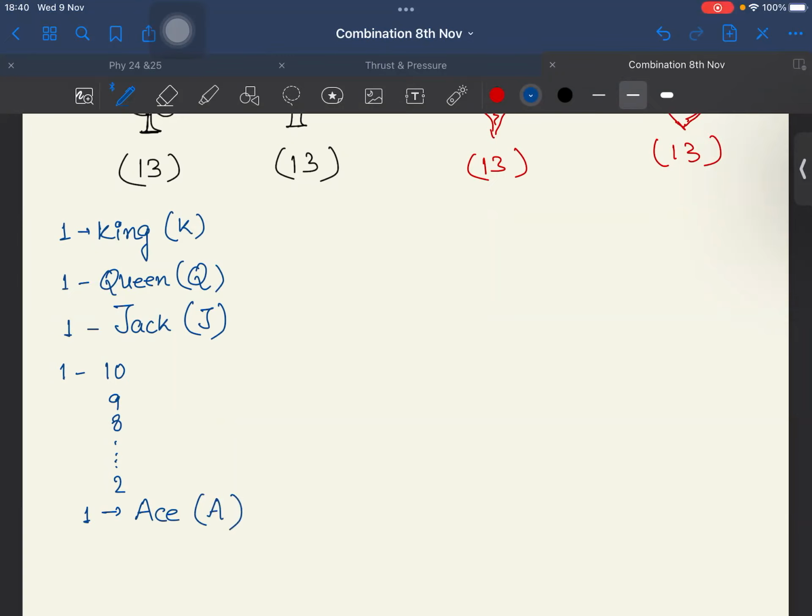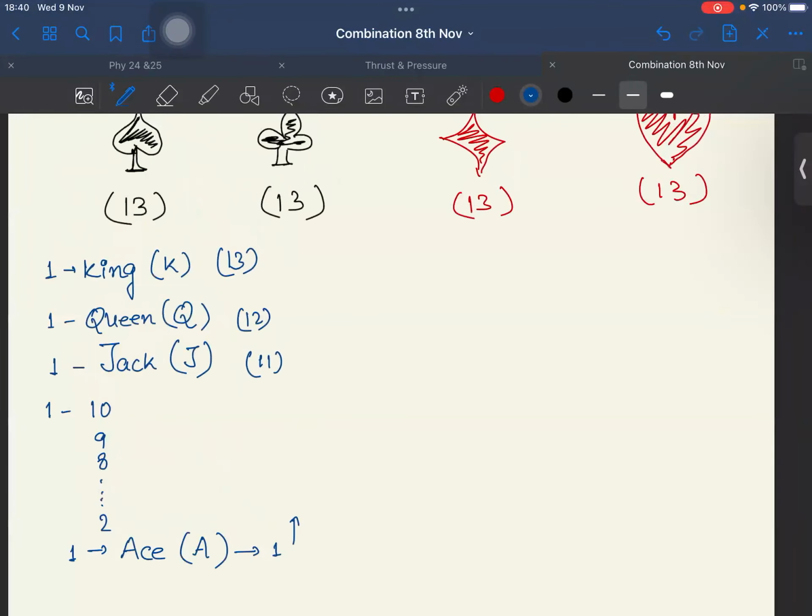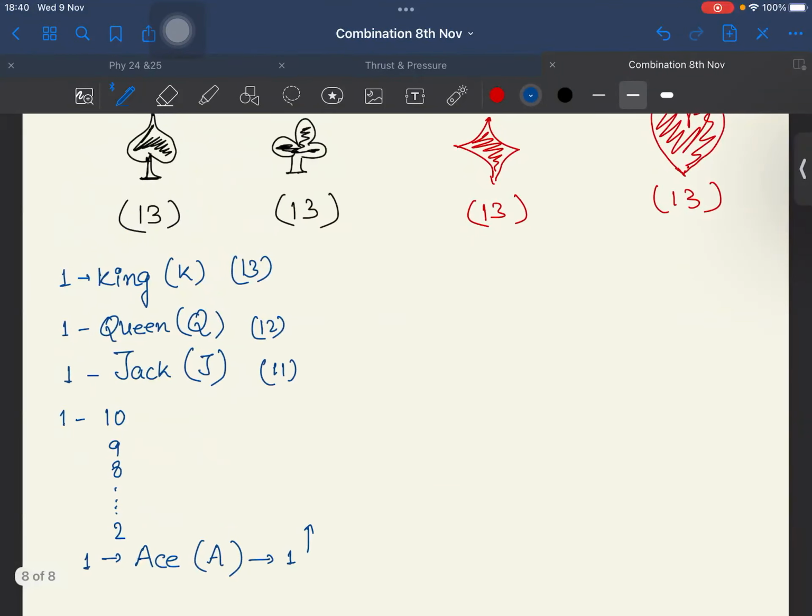So there are a total of 13 cards. The value of ace is 1, and then the value keeps on increasing up to 10. The value of jack is 11, queen 12, and king 13. These 13 cards are present in all suits. In all suits, there is a king, a queen, a jack, numbers 10, 9, 8, 7, 6, 5, 4, 3, 2, and an ace. Is that clear? Yes, sir.